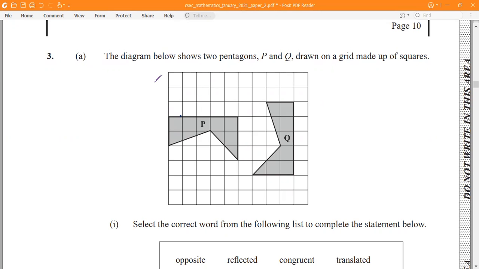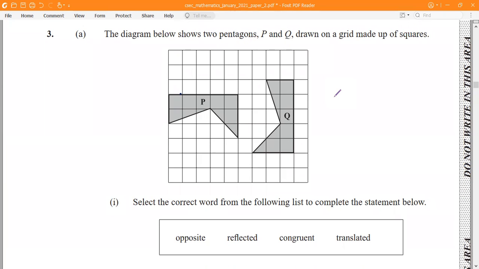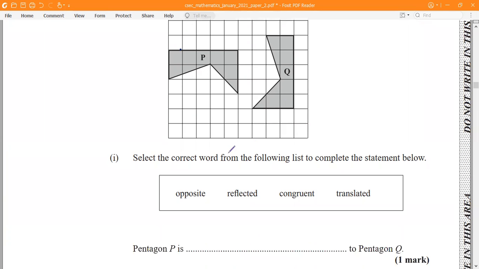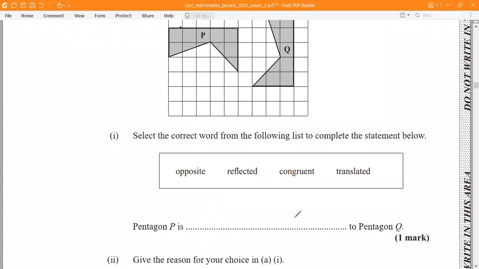Number 3: the diagram below shows two pentagons, P and Q, drawn on a grid made of squares. A pentagon is a 5-sided polygon. We are asked to select the correct word from the following list to complete the statement below. Pentagon P is something to pentagon Q.